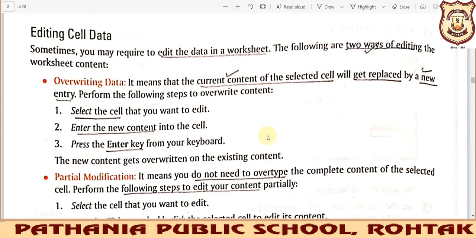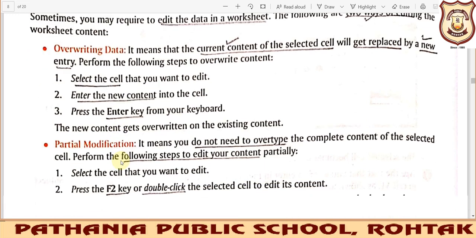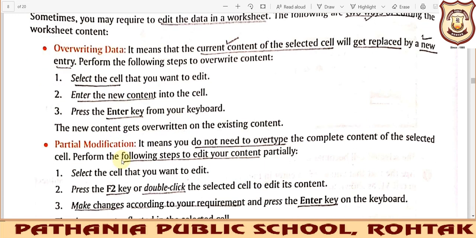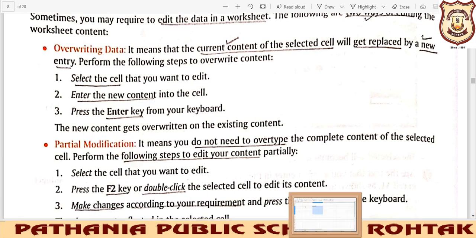start typing. Okay, now editing the cell data. How to edit? There are two ways to edit. First is overwriting data, and second is partial modification. Overwriting data means whatever data you have written, if you want to completely erase that and write something new, that is overwriting data. And if you want to retain that content and continue in the same one, then you can go with the partial modification. So now I'll show you how.